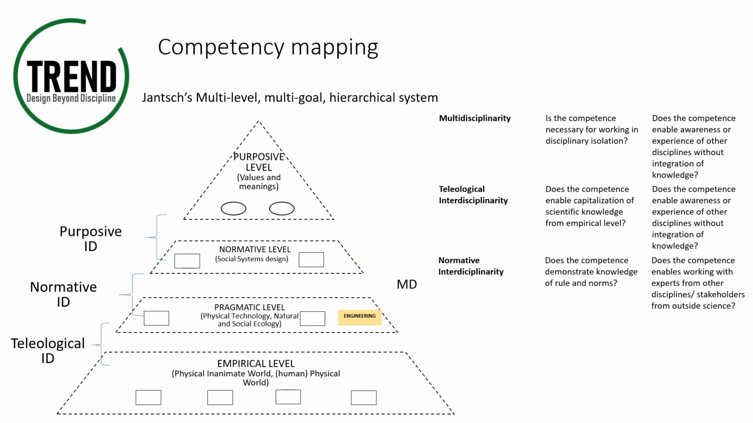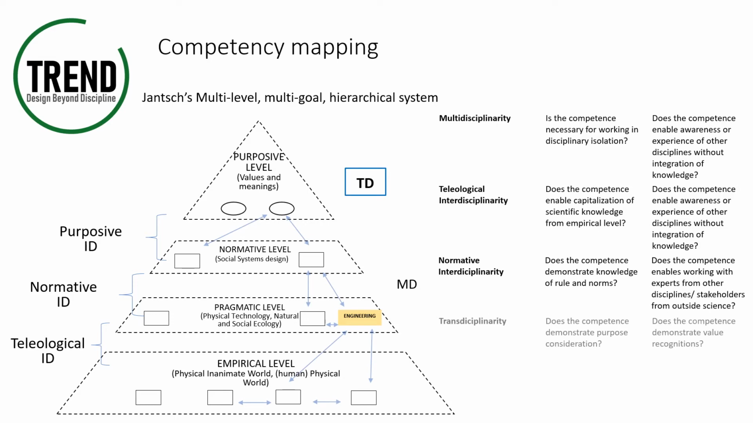The last ID is purposive ID. It only crosses normative and purposive level, which is above engineering, and it does not integrate scientific disciplines, thus it's not applicable to engineering. The one we are interested in is transdisciplinarity. The transdisciplinarity can be achieved by integrating all other levels. It's about the interactions up and down and across all levels of the pyramid, between disciplines, across project boundaries, between academia and industry, while the purpose is incorporated across all levels of the pyramid.